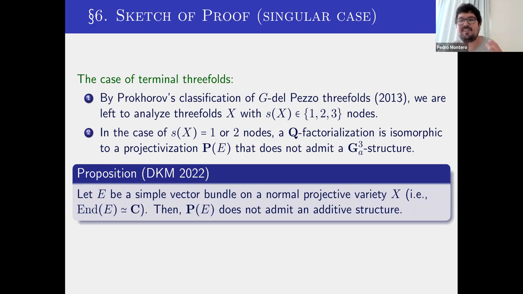So additive varieties that are obtained as projectivization of vector bundles tend to be unstable. So the vector bundle tends to be unstable. So it's kind of weird as well. But anyway, just a weird remark.